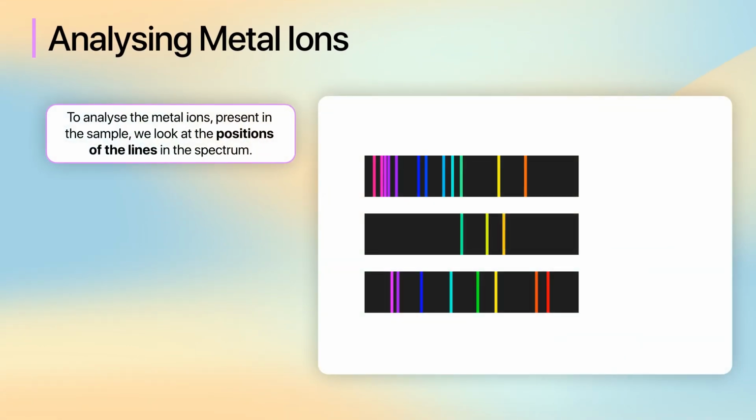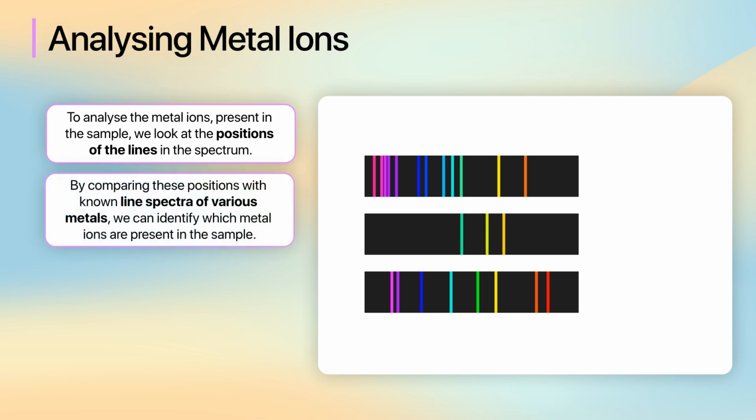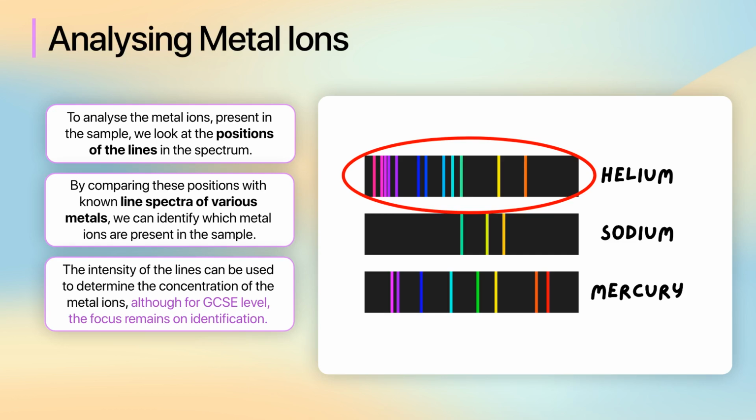To analyze the metal ions present in the sample, we look at the positions of the lines in the spectrum. By comparing these positions with known line spectra of various metals, we can identify which metal ions are present in the sample. Additionally, the intensity of the lines can be used to determine the concentration of the metal ions, although for GCSE level, the focus remains on identification.